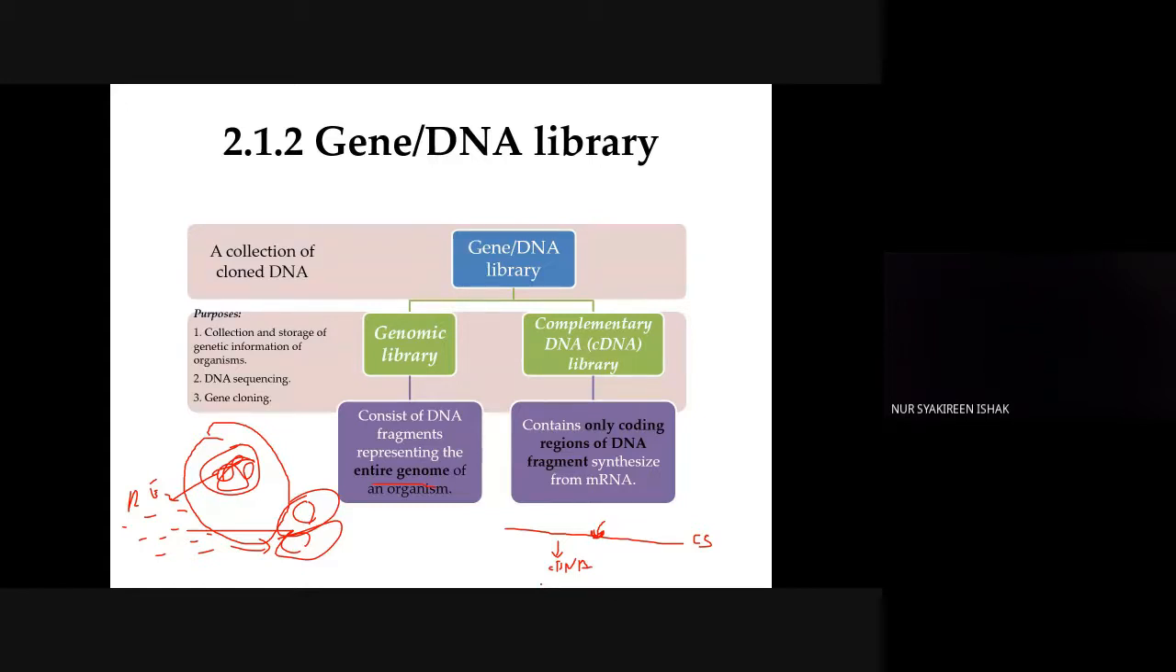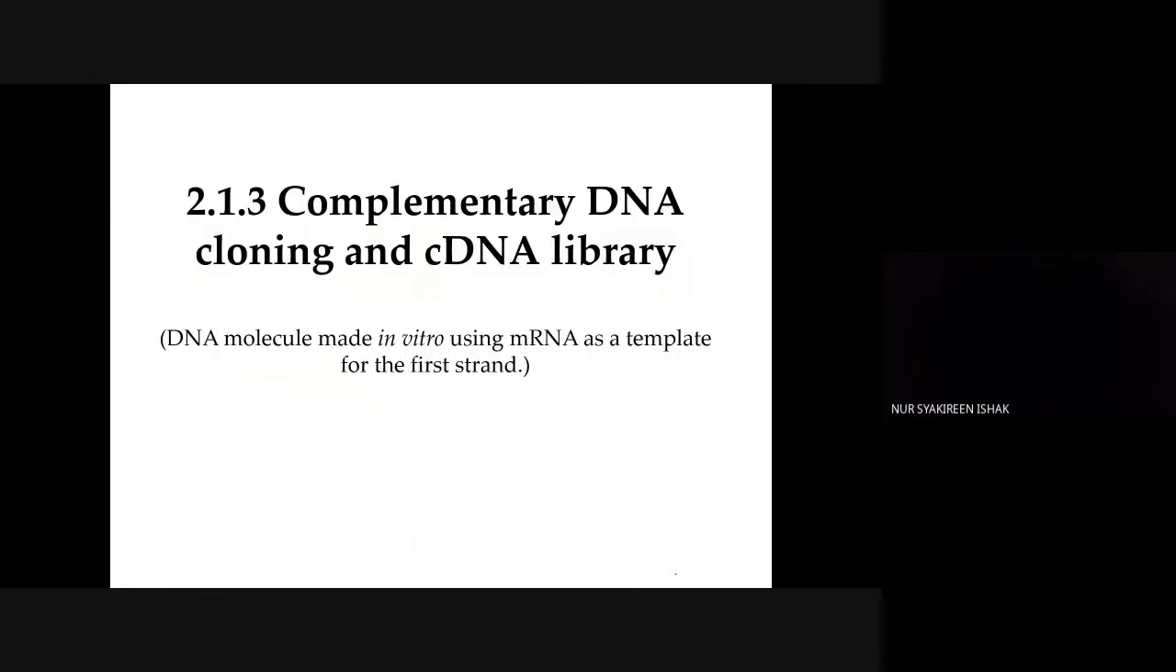For eukaryotic DNA, we are eukaryotes, right? In eukaryotes, our DNA is not all coding sequence. The coding sequences are interspersed with non-coding sequences. So in order for you to be able to clone DNA into plasmid, you need to produce DNA that has only continuous coding sequence. Okay. So 2.1.3, complementary DNA cloning and cDNA library.